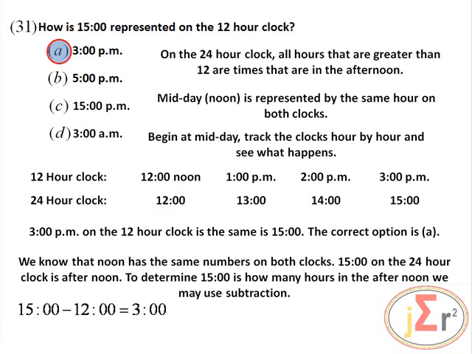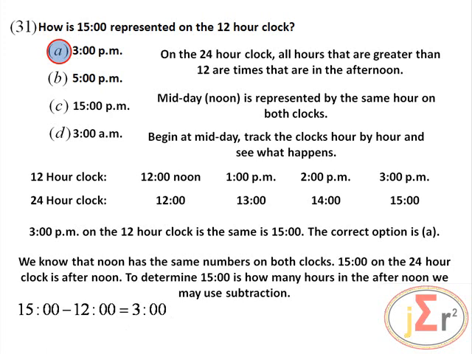So this is 3 hours in the afternoon. So 3 hours in the afternoon is 3 p.m. And that confirms that the answer is A, which is 3 p.m. Because we know that 1500 hours comes after 1200 hours.